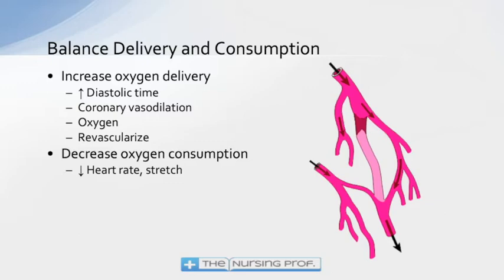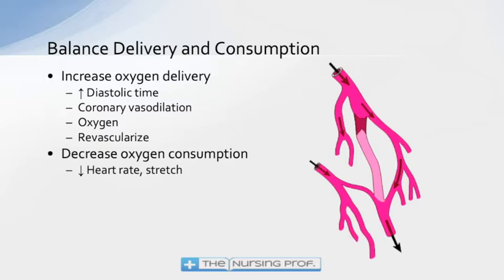In the heart, there's a couple things that are going to increase consumption. Heart rate. The more times per minute the heart beats, the more oxygen it consumes. Okay, that makes sense. And stretch. Okay, remember Starling's law of the heart? The more you stretch it, the harder it contracts, right? So the more we stretch it, the harder it contracts, the more oxygen it uses. That's Starling's law of the heart. So we want to decrease oxygen consumption. We need to slow the heart down and decrease the stretch. Well, what's stretching the heart? Venous return.